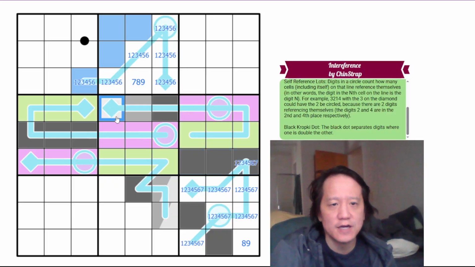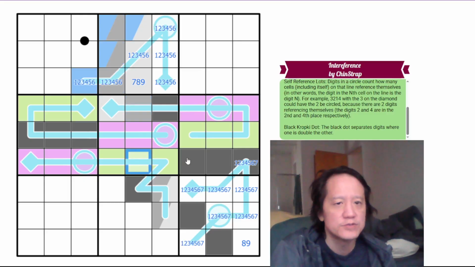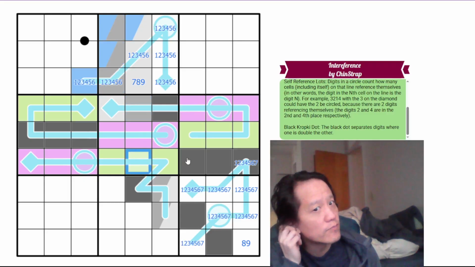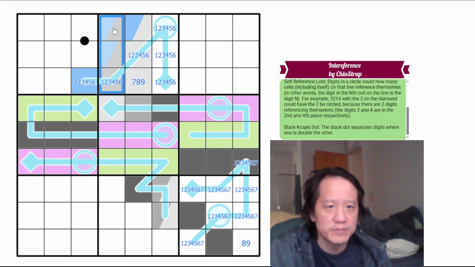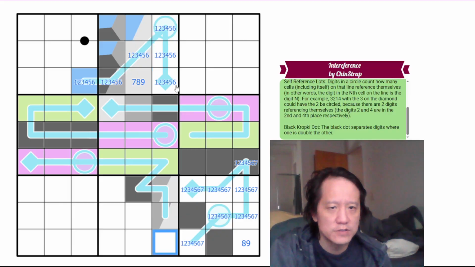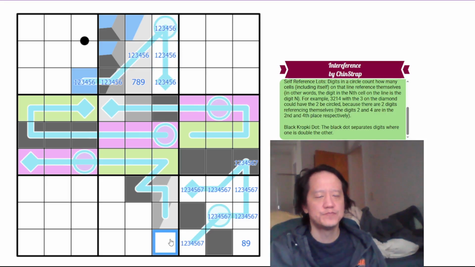So this is light. This is light. The light has to be one of these three. And this is medium, so that means the medium's one of those three. The dark also must match one of these, so this is dark. So these need to be some combination of pink and green cells. Interesting.